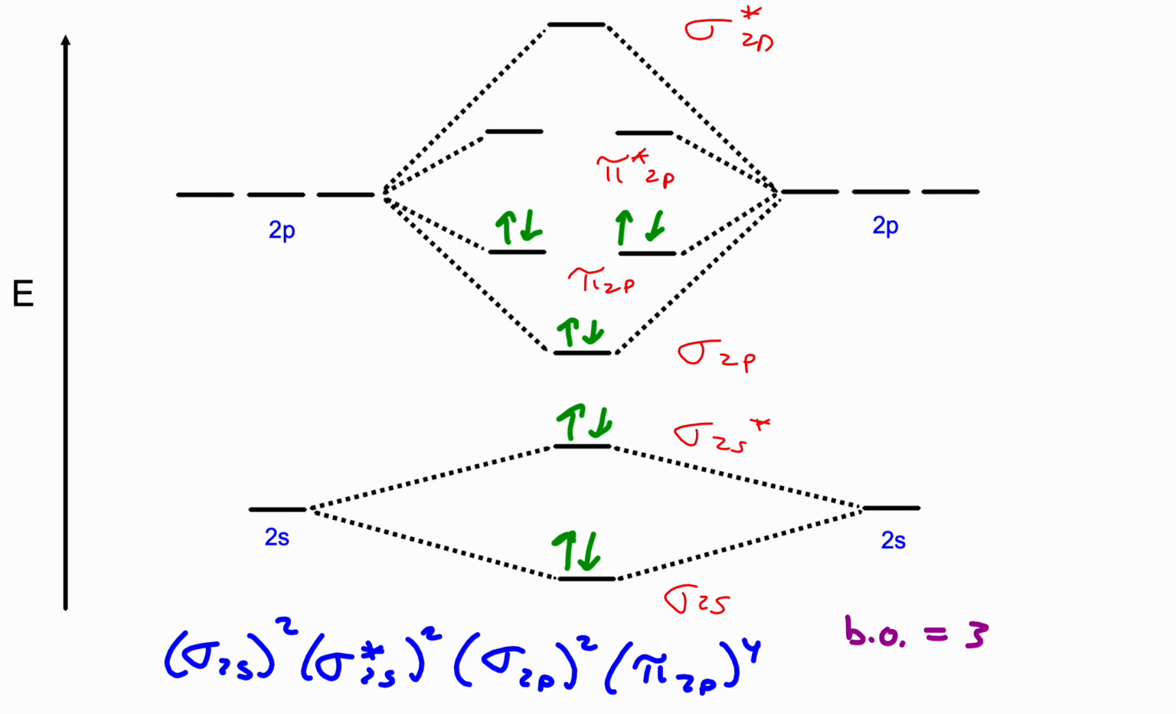Well, what do you know? If you go back to the localized electron model and draw a Lewis structure for dinitrogen, what do you have? You have a nitrogen-nitrogen triple bond. Okay, how cool is that? Here's an example of where the bond order that is predicted based on molecular orbital theory matches exactly the bond order that you would calculate using the localized model.